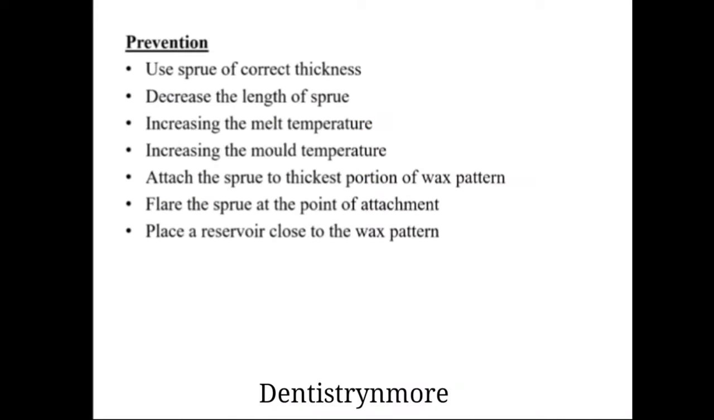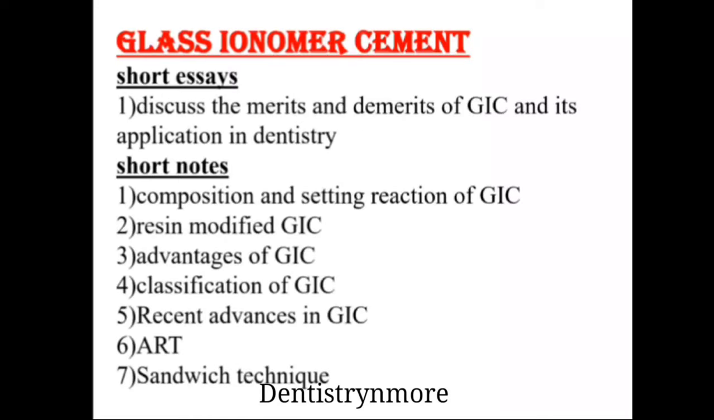And the casting defects can be prevented by using a sprue of correct thickness, decreasing the length of the sprue, increasing the melt temperature, increasing the mold temperature, flaring the sprue at the point of attachment, and placing a reservoir close to the wax pattern. And this concludes the cast metal restoration.